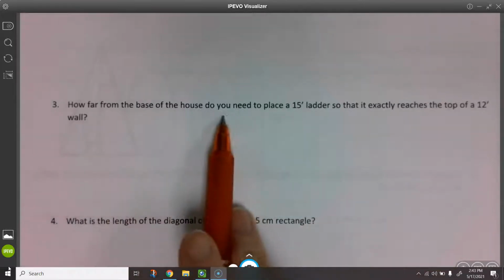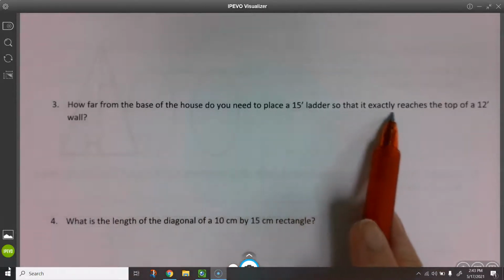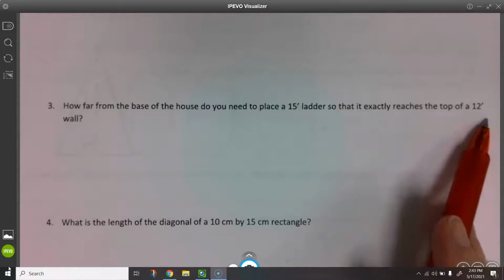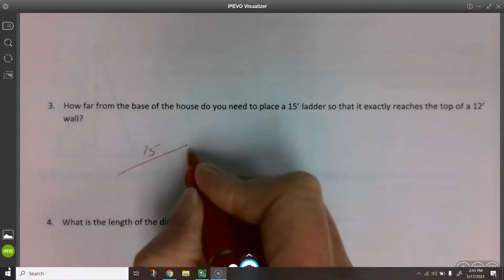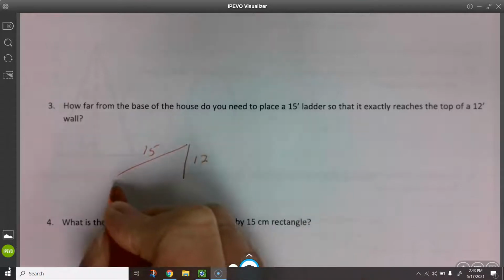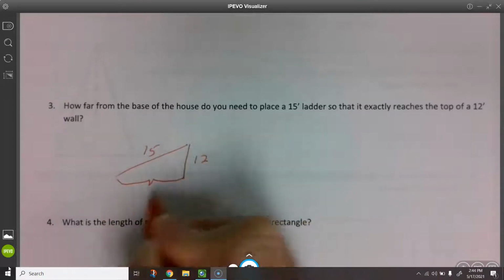How far from the base of the house do you need to place a 15-foot ladder so it exactly reaches the top of the 12-foot wall? Okay, so I have a 15-foot ladder. I wanted to reach the wall. That's 12. How far do I place it away from the wall?